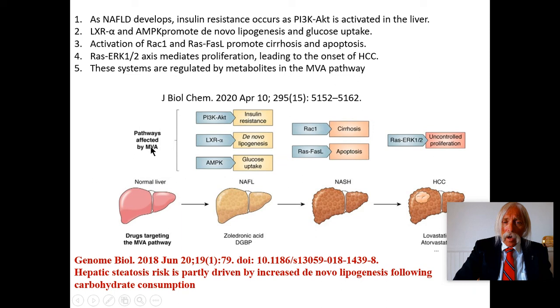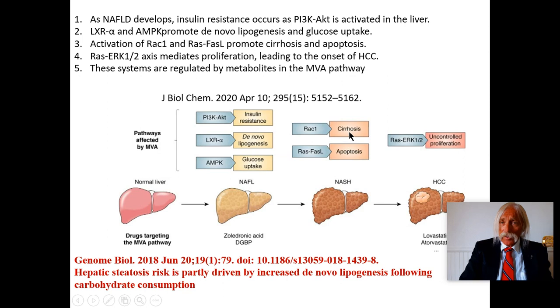So these are all kinds of pathways that are going to be involved with modifications of proteins that have been prenylated. And we say it's by MVA, that's the mevalonic acid pathway. Okay? So you've got insulin resistance because of this triggering mechanism here, this kinase pathway. Then you've got LXR alpha and AMP kinase, which promote de novo lipogenesis and glucose uptake, respectively. Then you get an activation of RAC1 and RAS, and that's FAS-L, that's FAS ligand, okay?